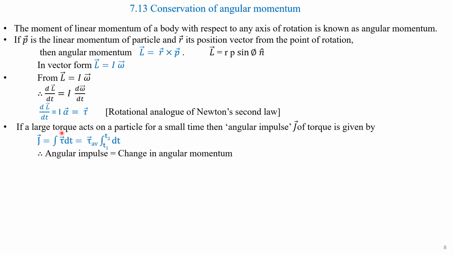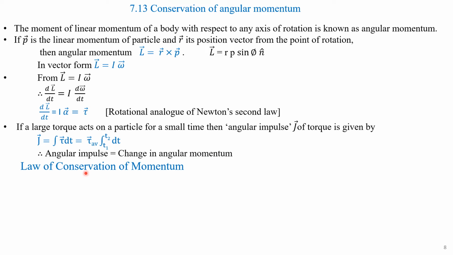If a large torque acts on a particle for a small time, then the angular impulse, represented by symbol vector J of torque, is given by J is equal to integral of tau dt, that is equal to tau average times the integral from t1 to t2 of dt. Therefore, angular impulse J is equal to the change in angular momentum.